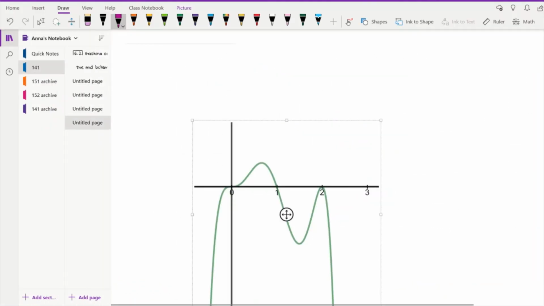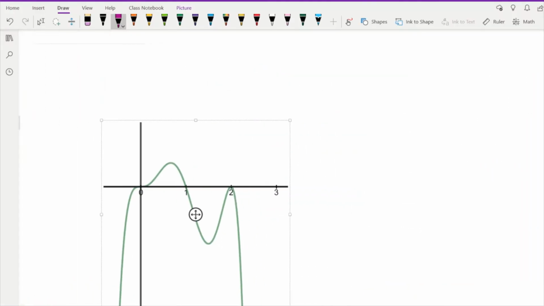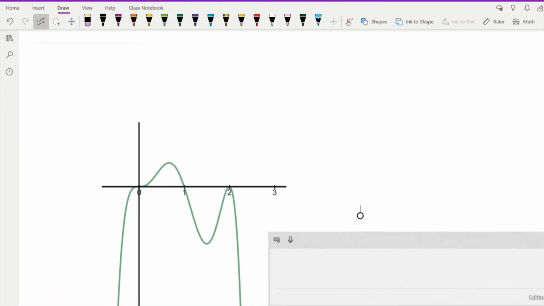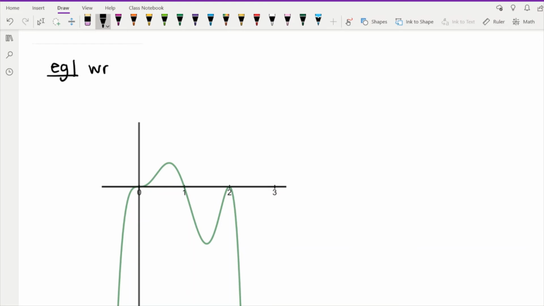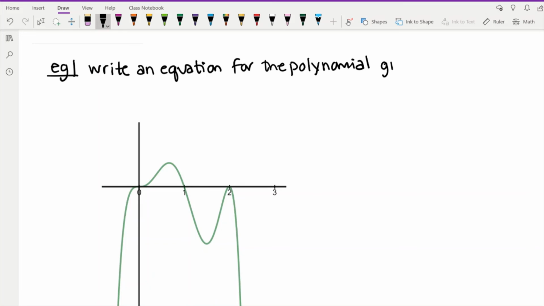Okay, so the last thing I want to do in this video is, like I said, kind of work backwards. So in this example, instead of graphing something, we're going to be given the graph and we want to write an equation for this polynomial. Okay, so let's say that it's called f of x.